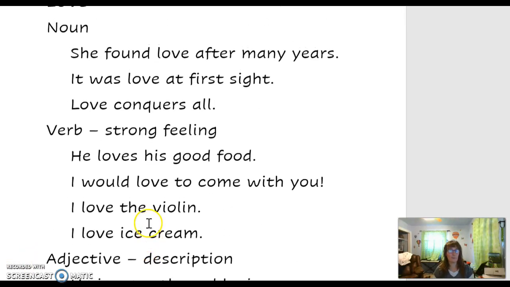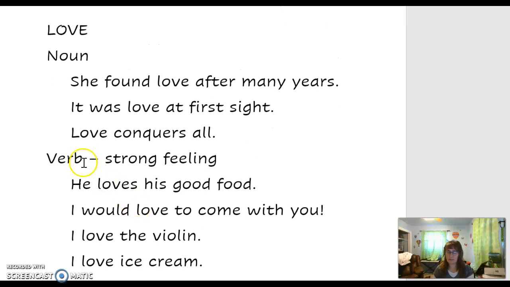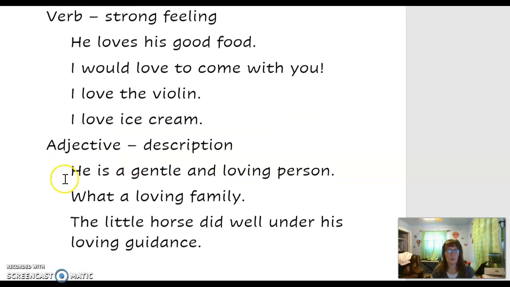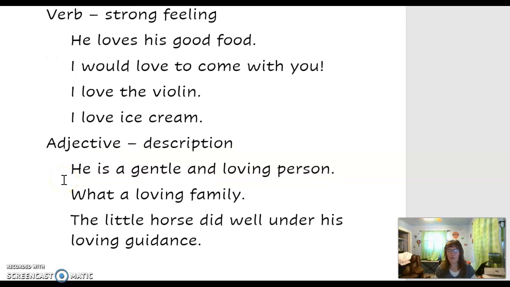So, to review, when you're writing a love story, you can use love as a thing, a noun. This is a thing, or you can use love as a verb. This is something I'm passionate about, or that this character is devoted to because he loves it. Or you can use it as an adjective. The way that this happened was a loving situation. What a loving service. To give you some ideas of ways you can write a love story.